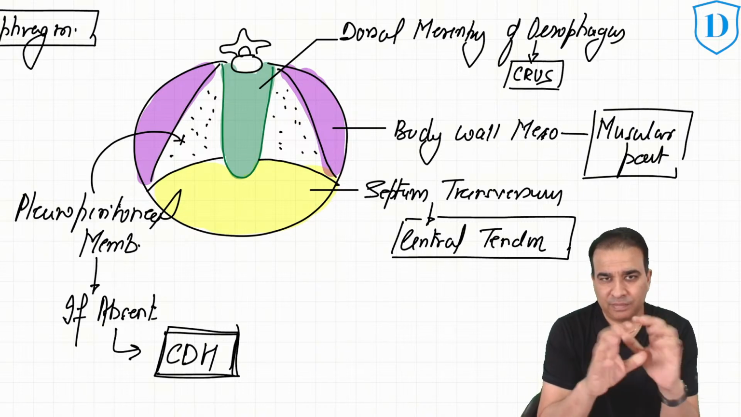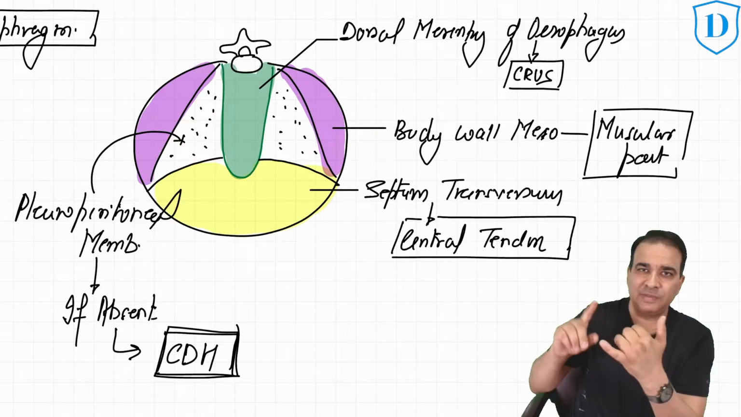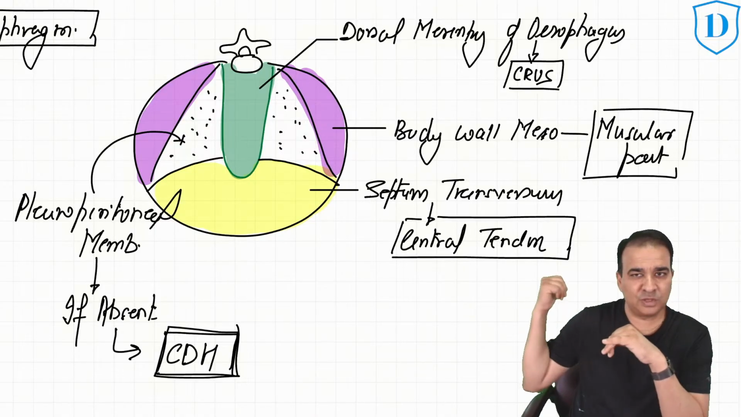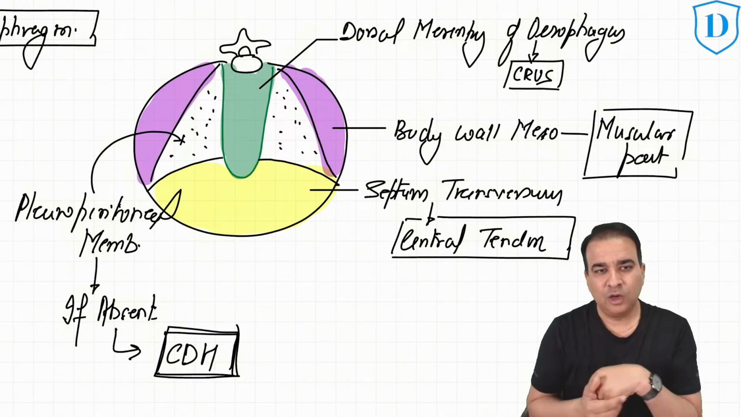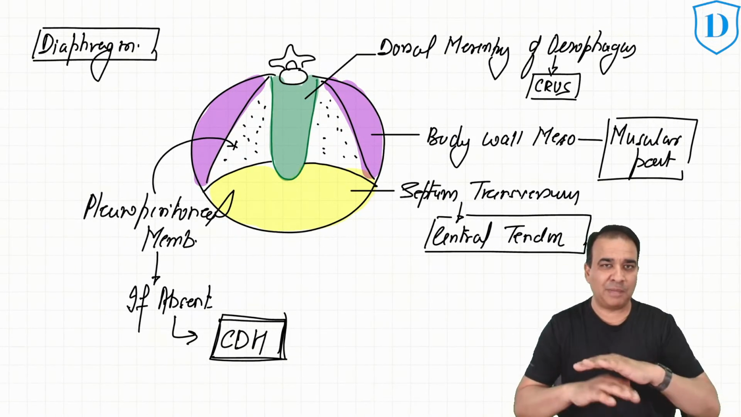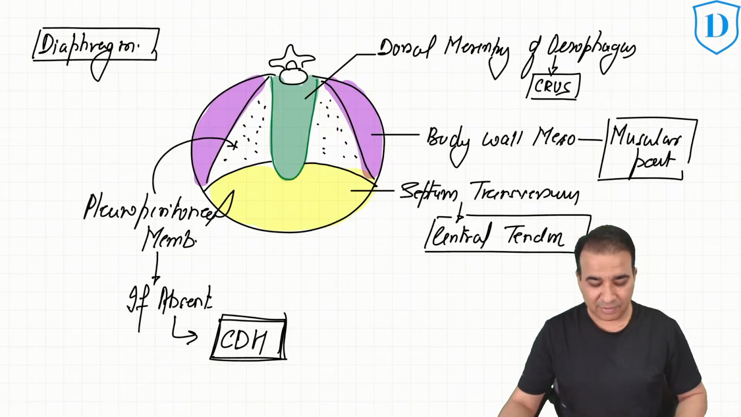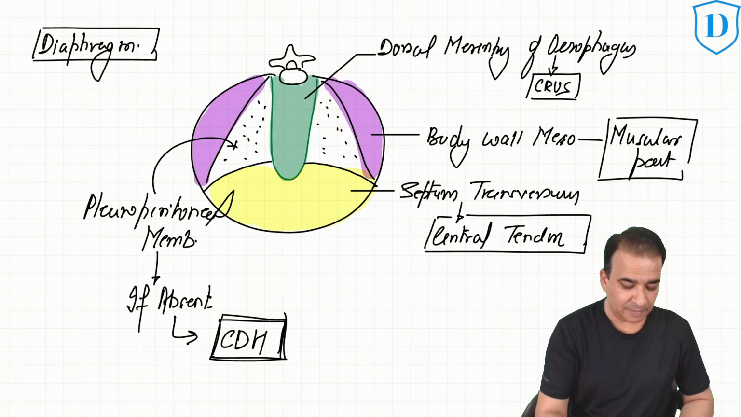Right, so this is about the diaphragm. कि image based question पूछें या non image based question पूछें, you should know कि dorsal mesentery of esophagus से क्या बनेगा, body wall mesoderm क्या बनाएगा, septum transversum से क्या, और pleuroperitoneal membrane if it is present, fine, it will be covered by muscle only later on, but अगर pleuroperitoneal membrane ही absent है तो that will give rise to the congenital diaphragmatic hernia.